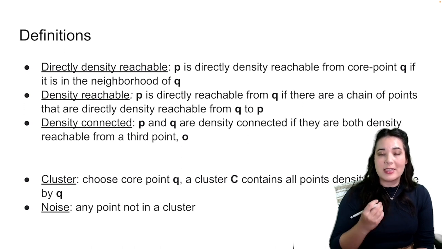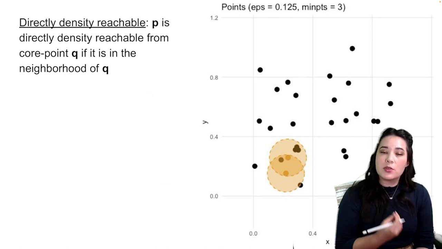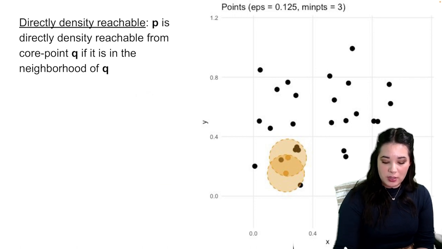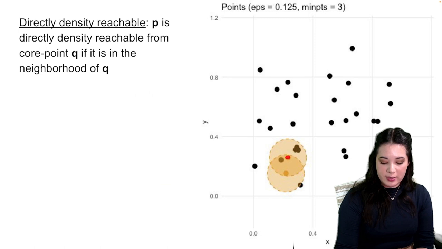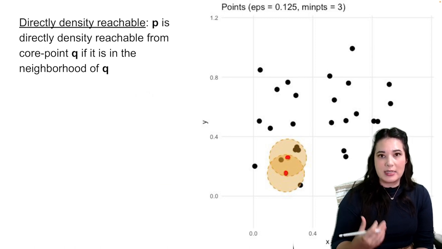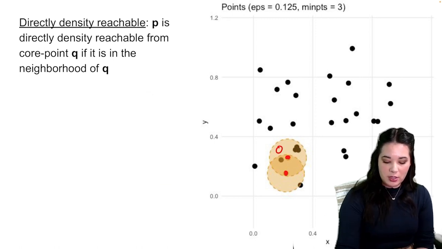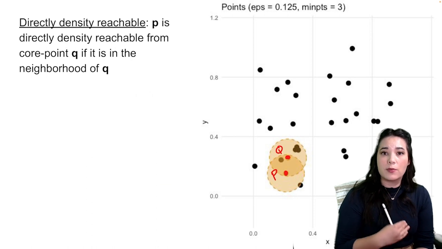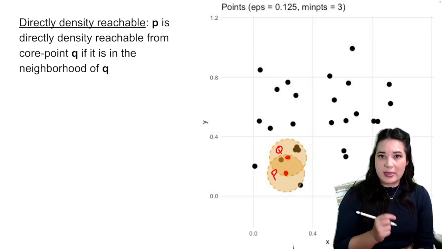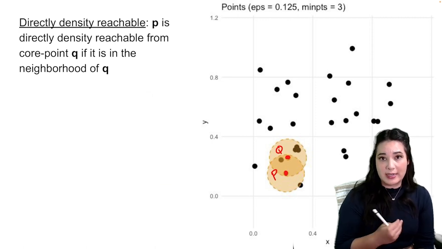First, we have directly density reachable. Remember, density means that you have a lot of neighbors in close proximity. So directly density reachable basically means we start off with a core point, and any data point within its neighborhood is directly density reachable. Here, if we start at this core point, this point here is directly density reachable because it is in the neighborhood of our core point. So if we label this data point as Q and this one as P, we could say the data point P is directly density reachable from Q. One important thing to know is that you can only be directly density reachable from a core point. We must start with a core point in order for something to be directly density reachable.